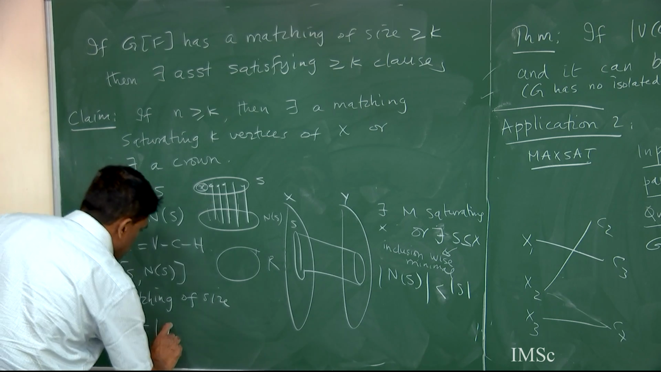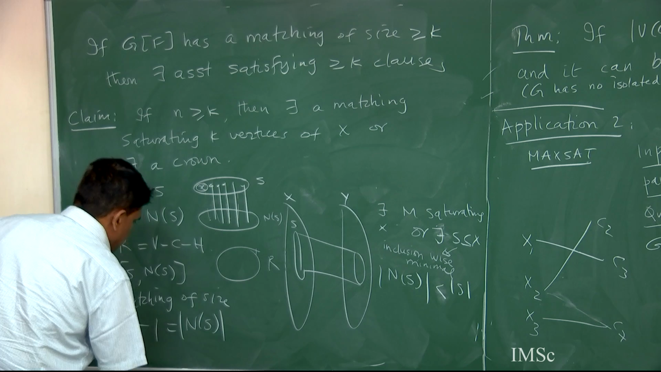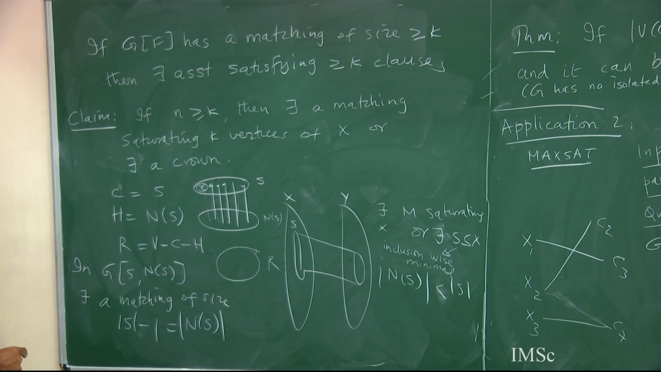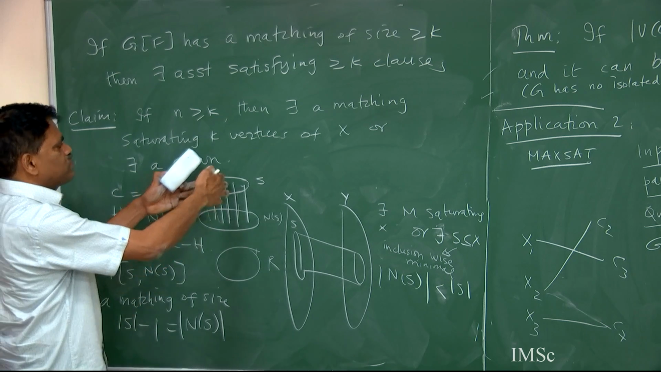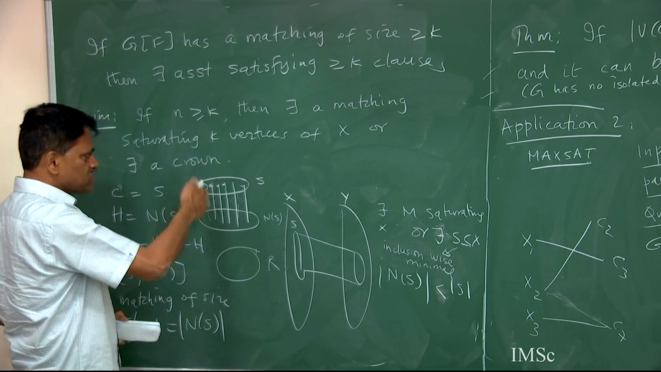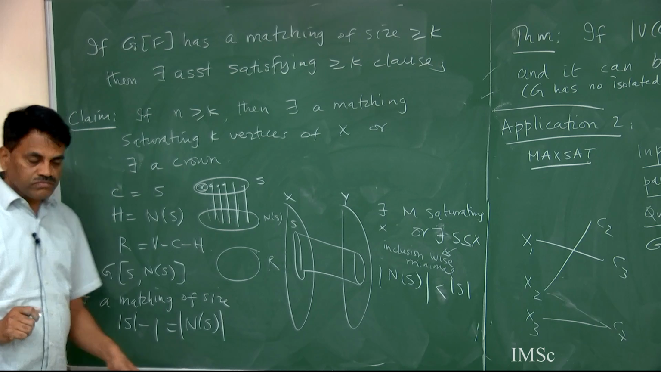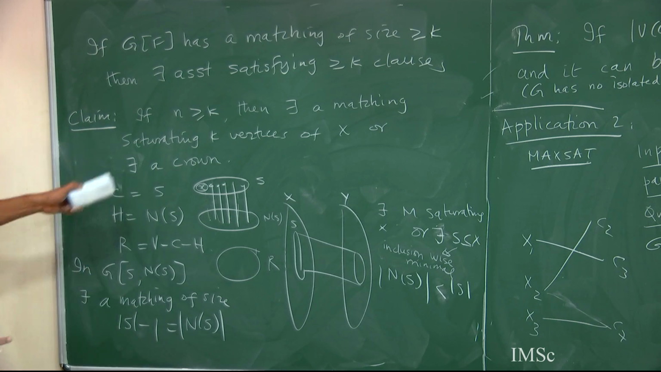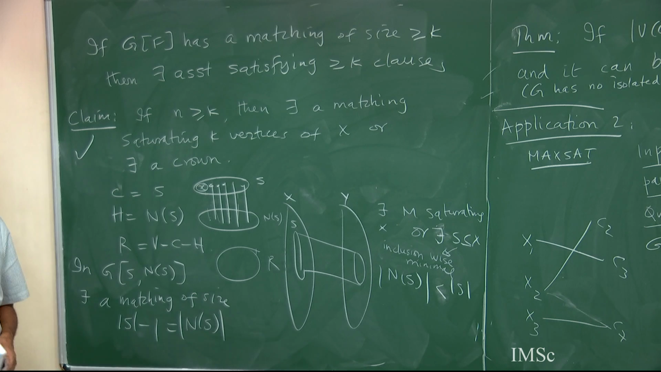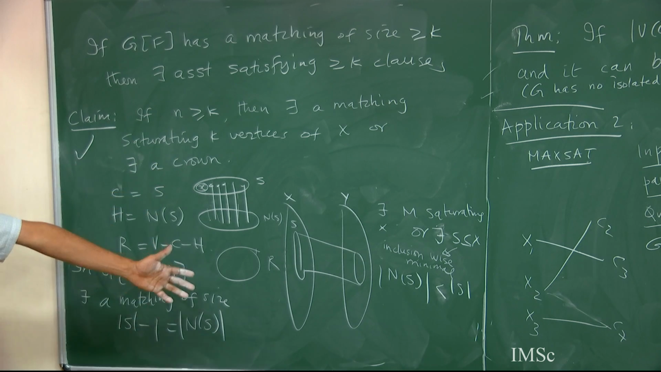So this is equal to size of N of S, because if N of S is even smaller, where can these matching edges go? So N of S is actually equal to size of S minus 1, and there is a matching that saturates every vertex of N of S. So there is a crown. Okay, so I proved this: if you have greater than or equal to k variables here, then either I will find a k matching or I will find a crown.